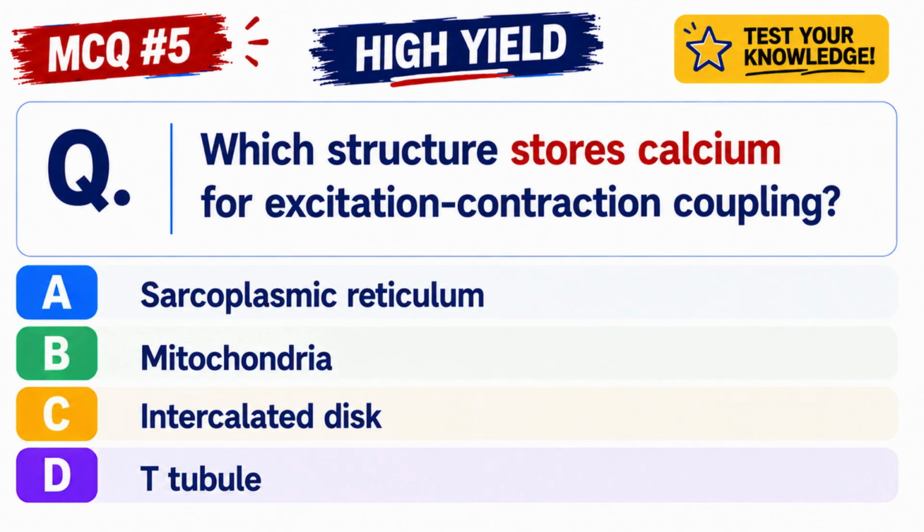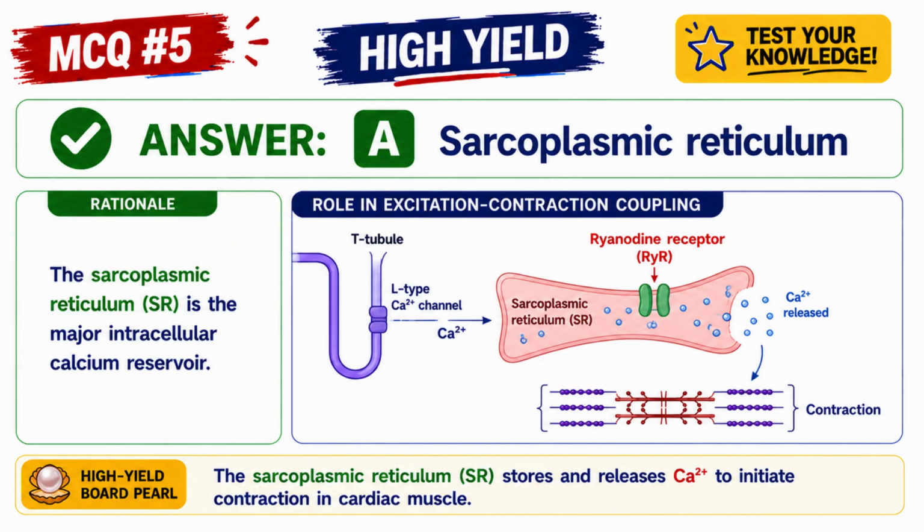Which structure stores calcium for excitation-contraction coupling? A. Sarcoplasmic reticulum. B. Mitochondria. C. Intercalated disc. D. T-tubule. The answer is A. Sarcoplasmic reticulum.